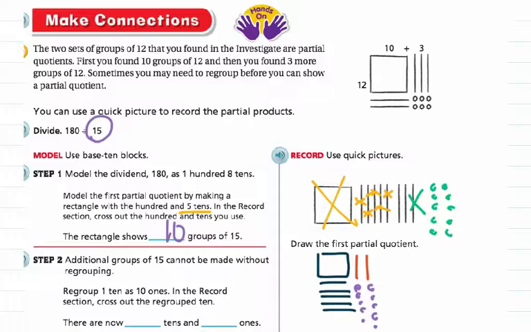So you'll see I rewrote the 2 tens that were left over here, and then what I did was I took all of the ones and I rewrote the 5 ones here and then the 5 ones there. So now I have 10 groups plus 2 groups, which would give us 12 groups. So we see that there are now 2 tens and 10 ones.